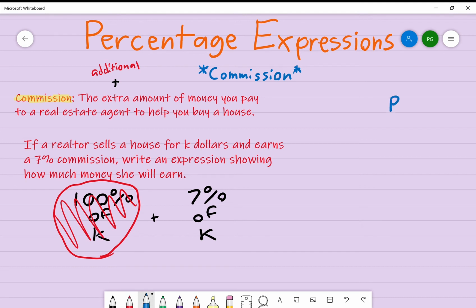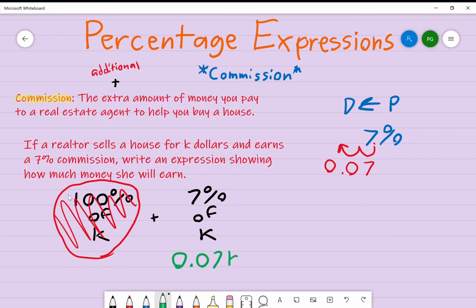Well, percent to decimal. We're going to take the 7%. We find the decimal point at the end and we move it 2 spots to the left. You must move it 2 spots to the left. This invisible space that you found up here, you're going to fill that in with a 0. Then you put your decimal point there. So 7% as a decimal is 0.07. So the answer here is the realtor gets 0.07 times K. The realtor gets 7% of K.